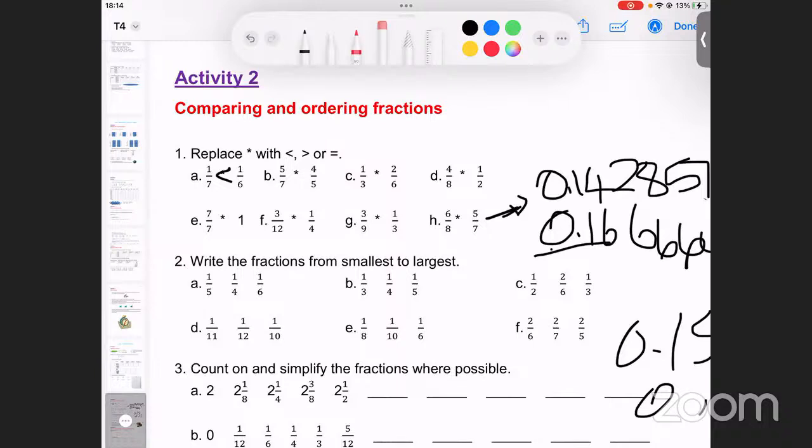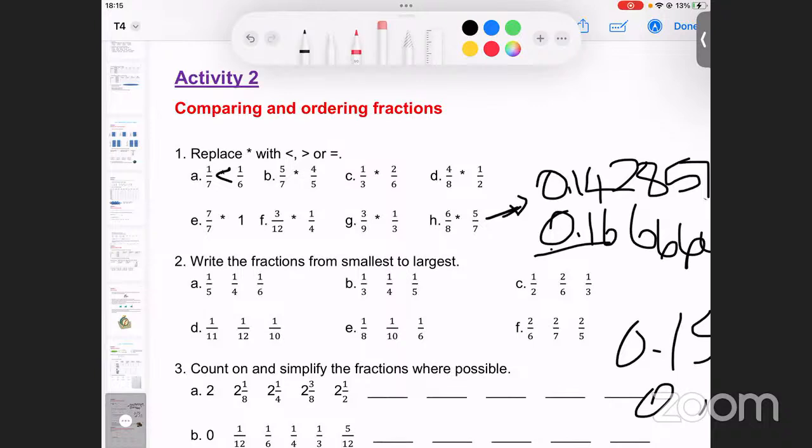Okay, let's do B. B, we have 5/7 and 4/5. Is 5/7 less than or greater than or equal to 4/5? Equal. No, greater than. No, less than. Greater than. Less than. But who's this? This must be Ria. Ria, how do you do these things?